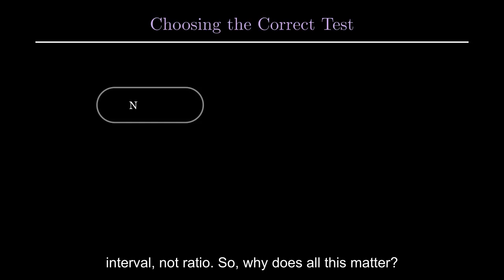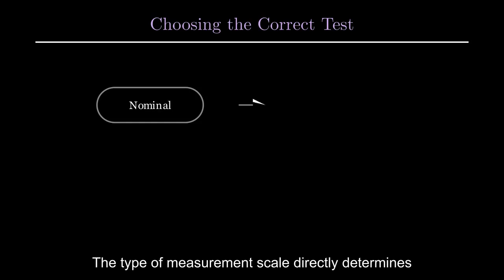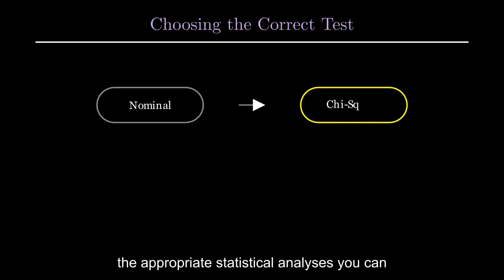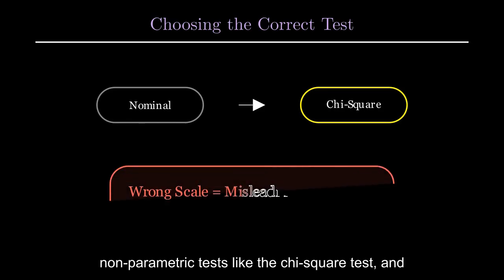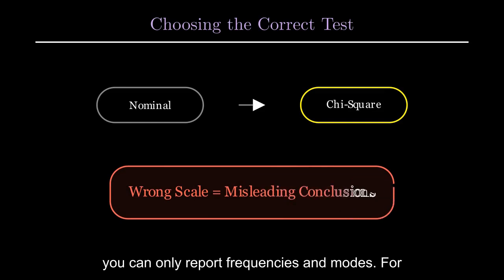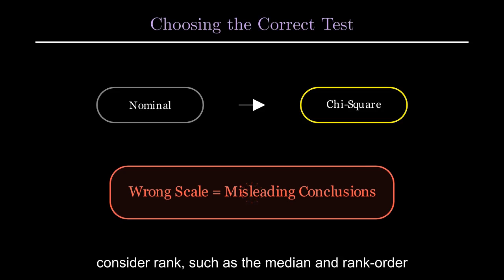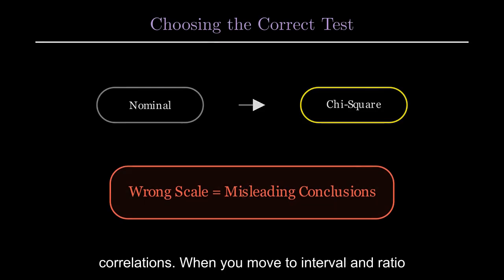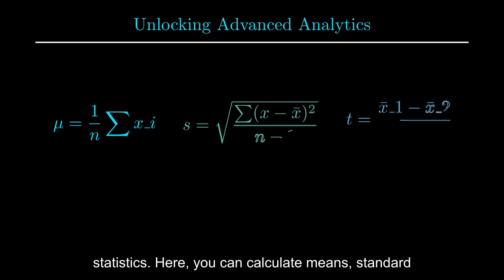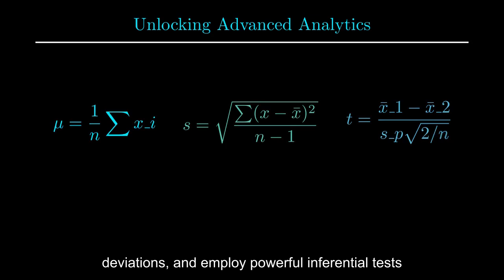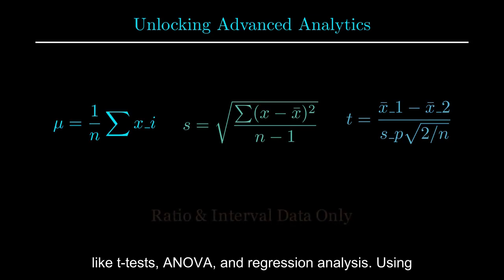So, why does all this matter? The type of measurement scale directly determines the appropriate statistical analyses you can perform. For nominal data, you're limited to non-parametric tests like the chi-square test, and you can only report frequencies and modes. For ordinal data, you can use non-parametric tests that consider rank, such as the median and rank order correlations. When you move to interval and ratio data, you unlock the full power of parametric statistics. Here, you can calculate means, standard deviations, and employ powerful inferential tests like t-tests, ANOVA, and regression analysis.